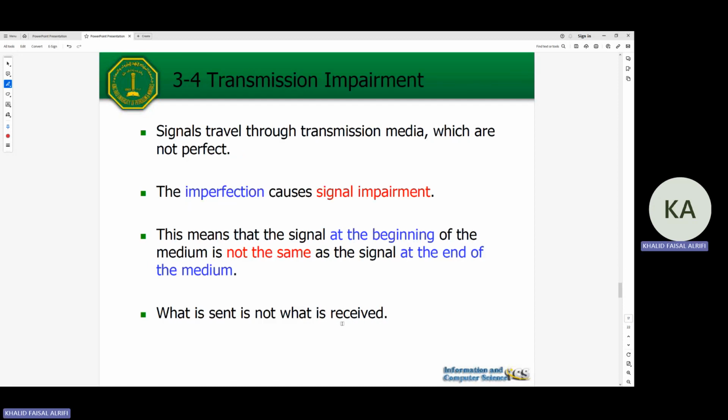Okay. Transmission impairment. The imperfection causes signal impairment. Transmission impairment, you can say, is the things that affect the wave that make it change in its phase or representation and so on. So it gives wrong information. This means that the signal at the beginning is not the same as at the end. So something happened that changed the phase or the way the wave looks. Okay, what is sent is not what is received.